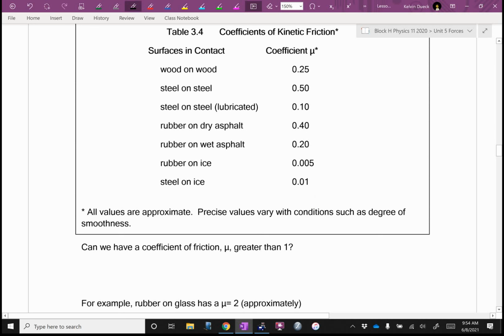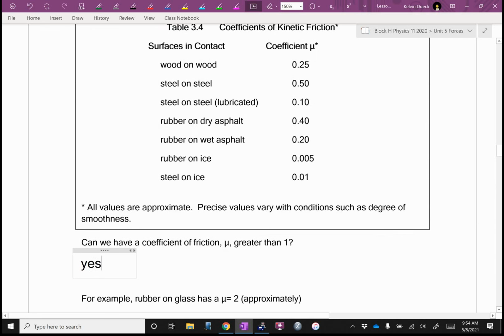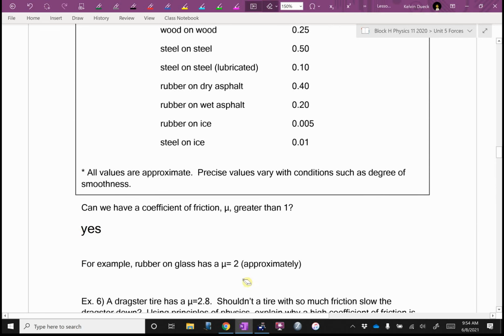Like ice skates, if you give yourself a push and coast, most of what's slowing you down is air resistance. These are all approximate, but giving you an idea. Hey, can we have a coefficient of friction bigger than 1? Glue. Elmer's. Rubber on glass has a coefficient of friction of about 2.